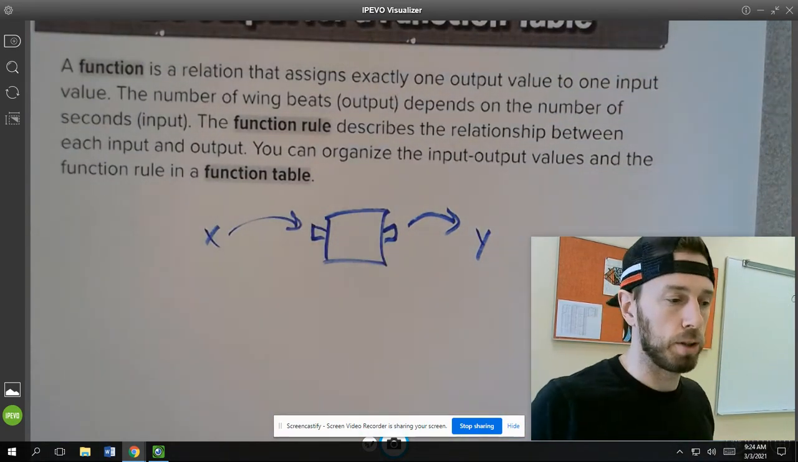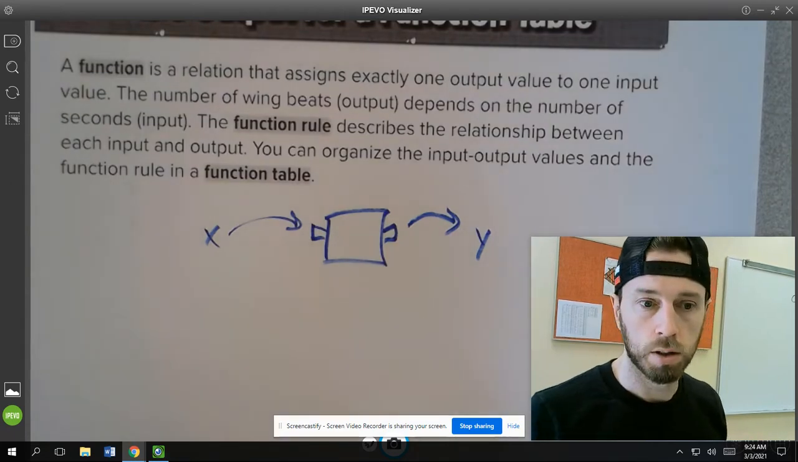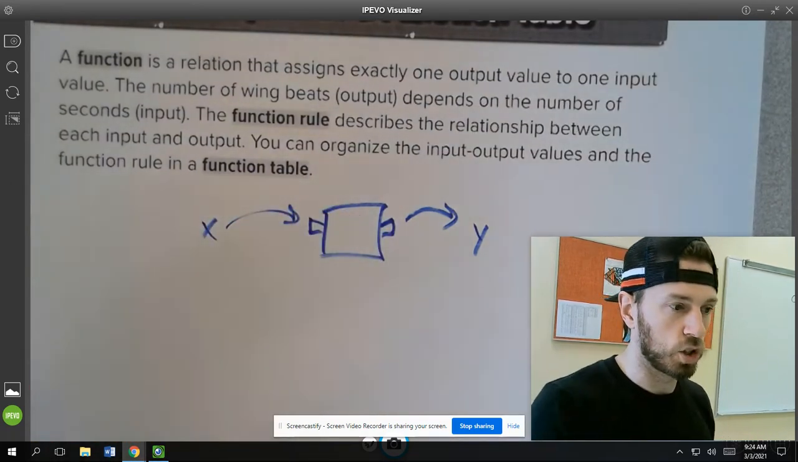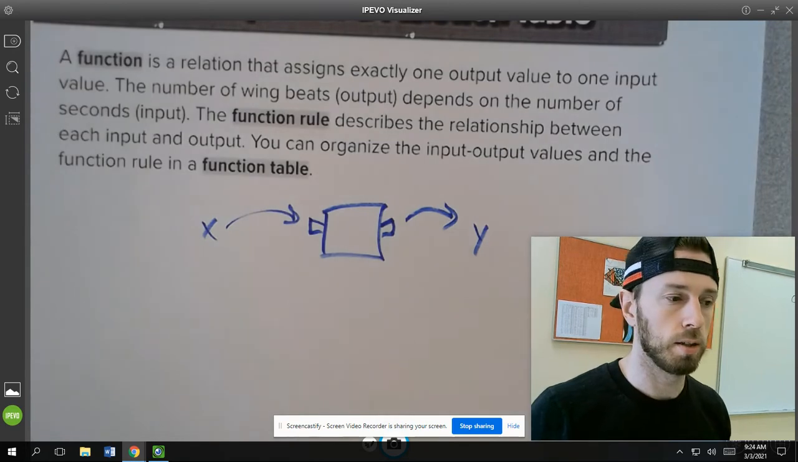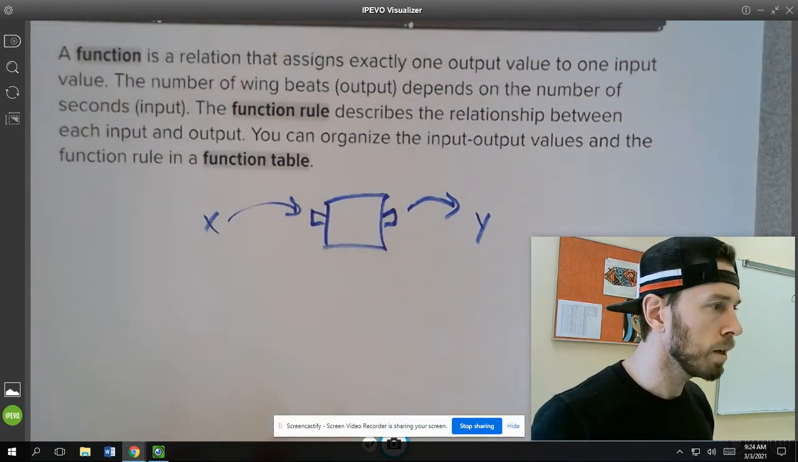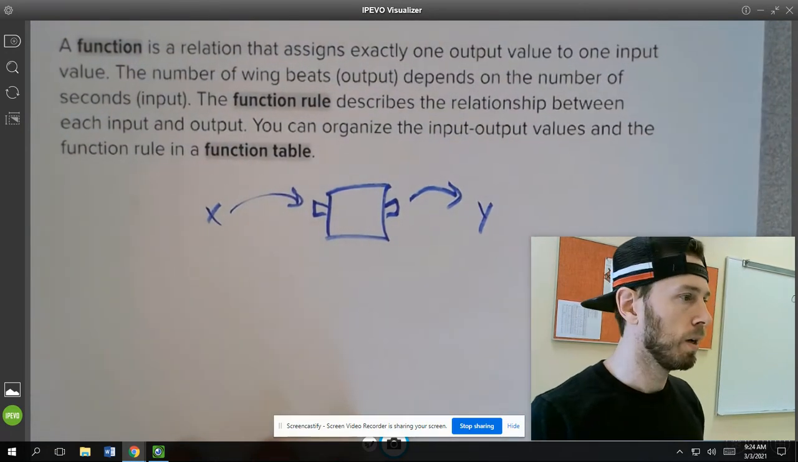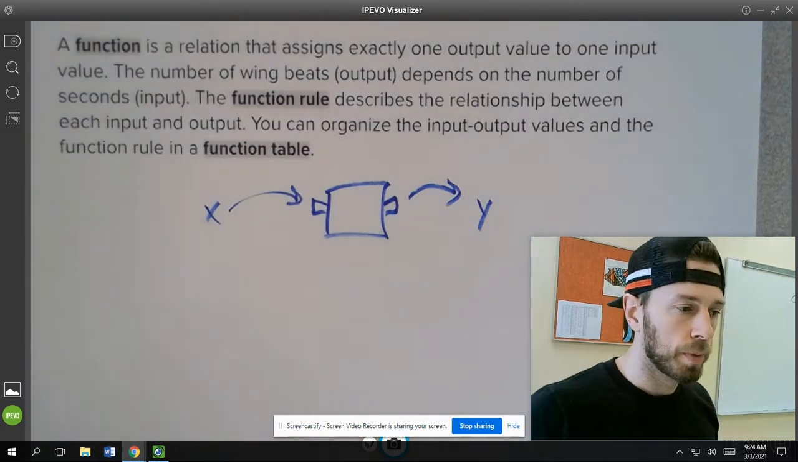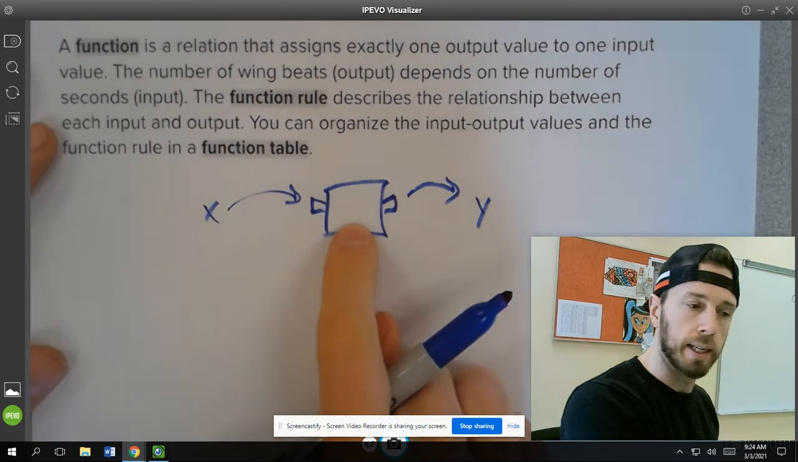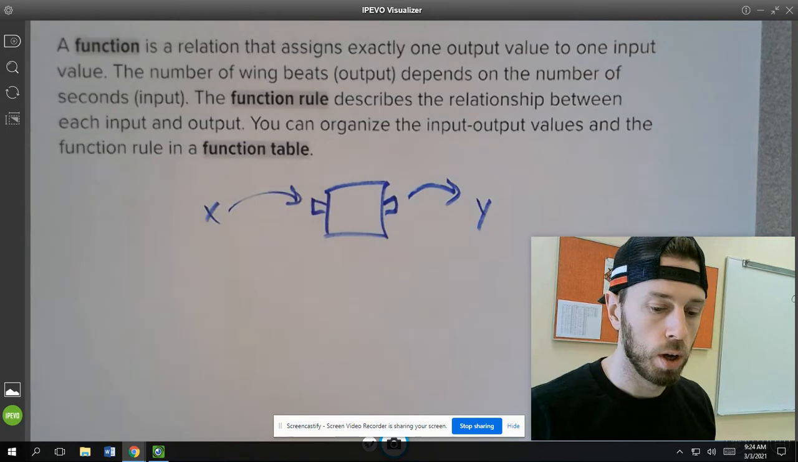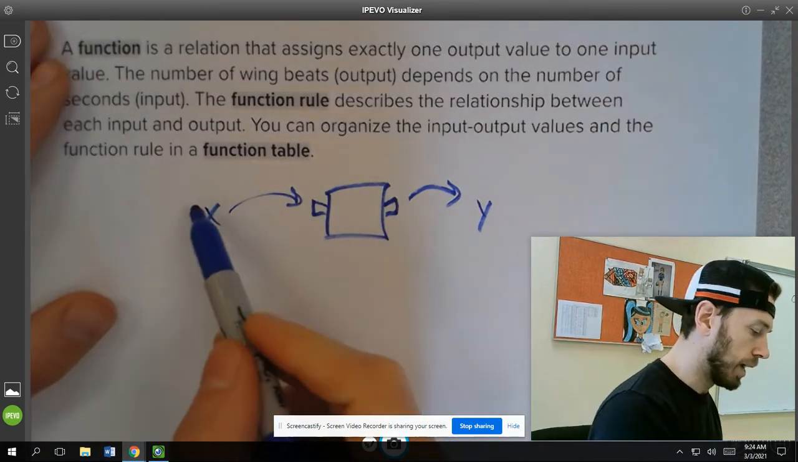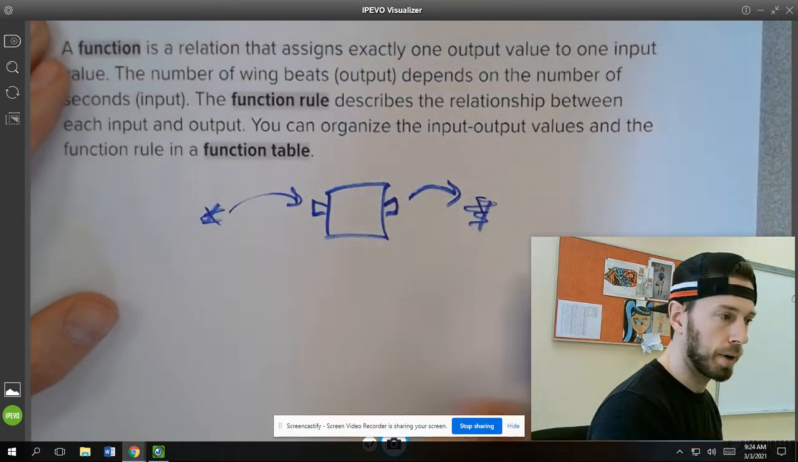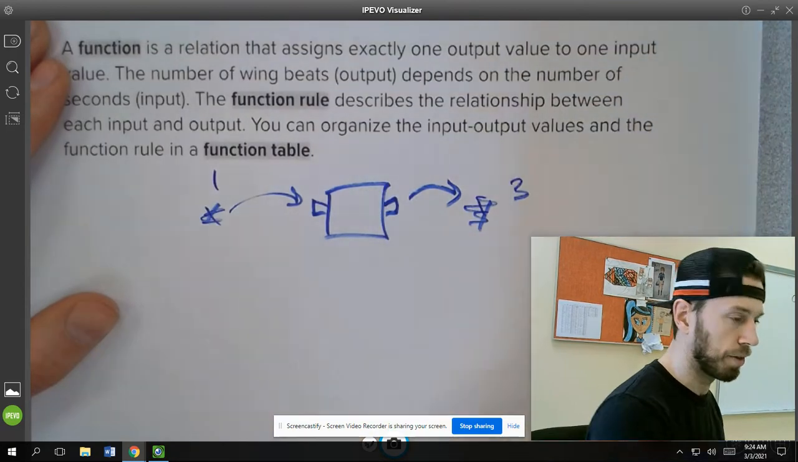So something inside that machine changes whatever that is. It changes it, and that's what a function does, it changes it. And it changes it in a particular way. A function rule is what happens inside this machine. For example, say it's not a letter, but say we put a number in. Say we put the number 1 in and out pops a 3.